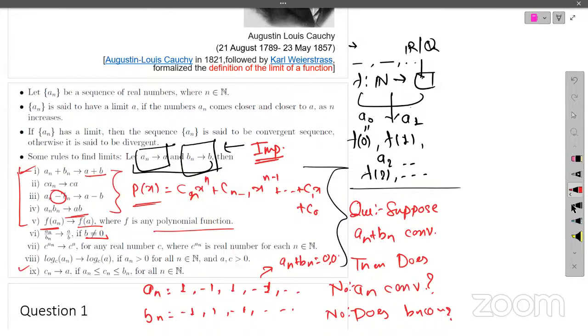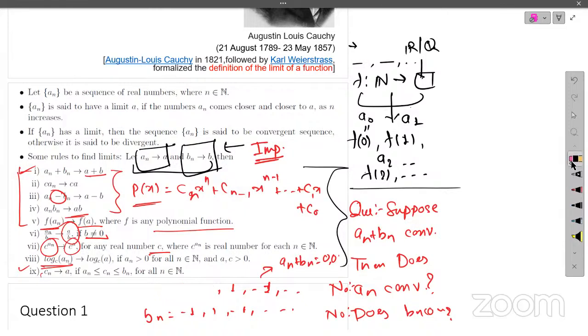So that's why if B is not equal to 0, then aN by bN also converges to A by B. And similarly, for the exponential function, C to the power aN converges to C to the power A for any real number C, where C to the power n is a real number for all natural numbers. And the same holds for the logarithmic function also. And this last one is known as the sandwich property of a sequence.